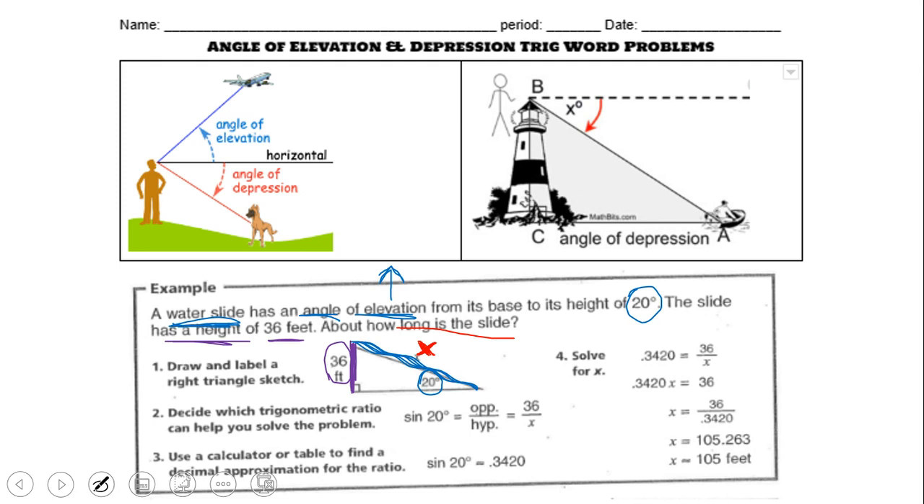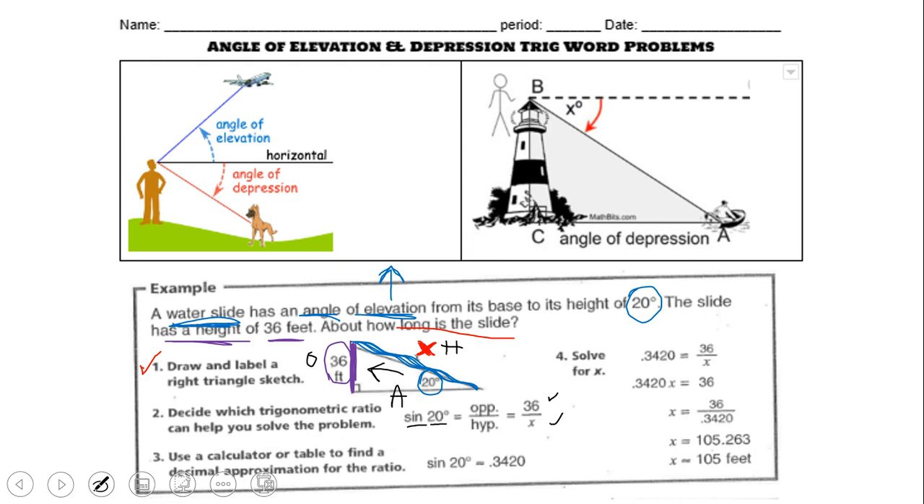Based on this, step 1 says draw and label a right triangle sketch. There we go. Step 2 says decide which trig ratio is going to help you solve the problem. And if we look at our problem here, directly across from my angle is my opposite side. Directly across from 90 degrees is the hypotenuse. The one right next to the angle is adjacent. From SOHCAHTOA, the one that uses O and H is sine. So we can see that we're setting up sine of my angle, 20 degrees, is equal to O over H, 36 over x.